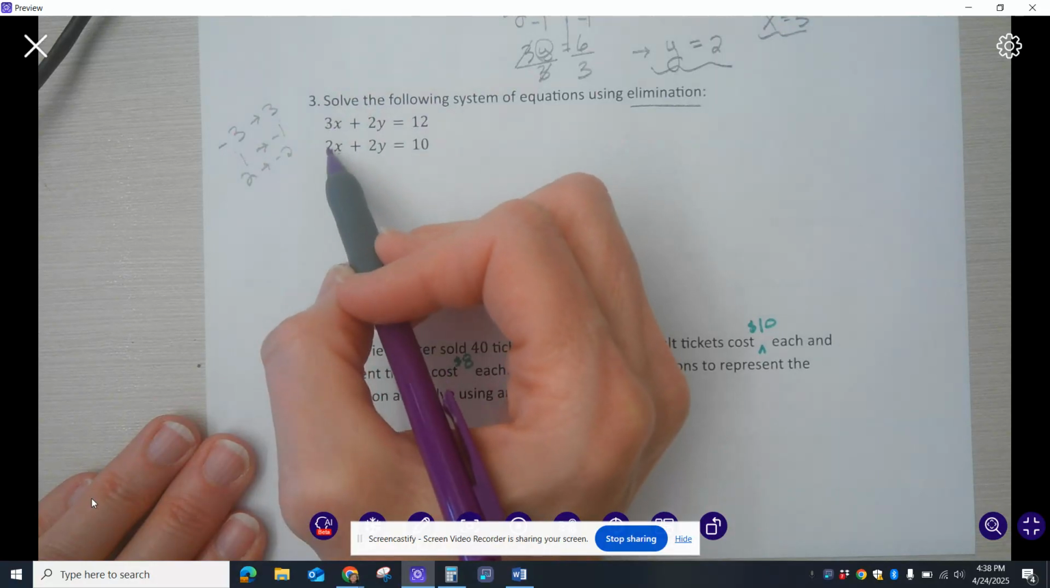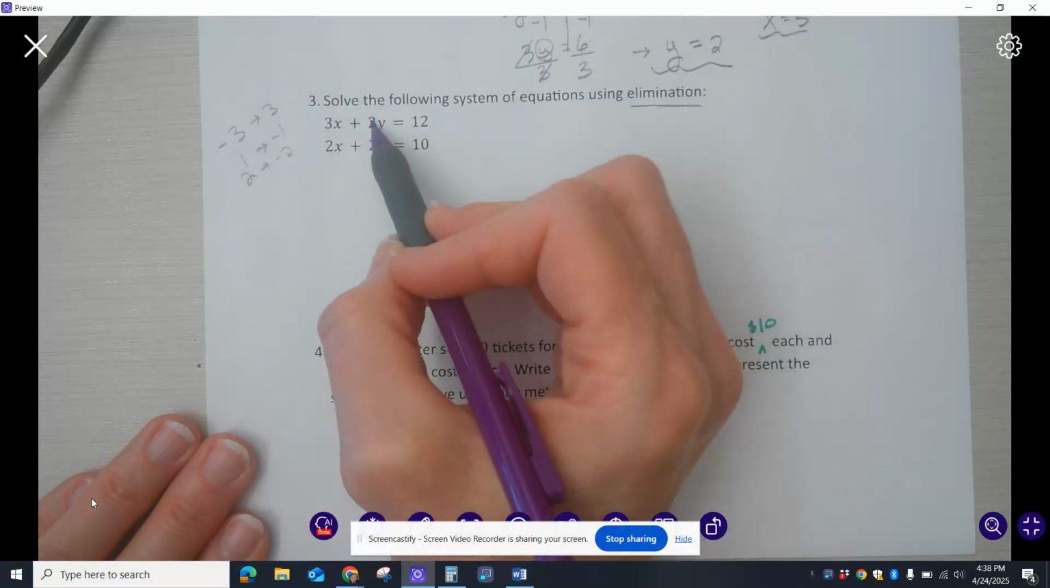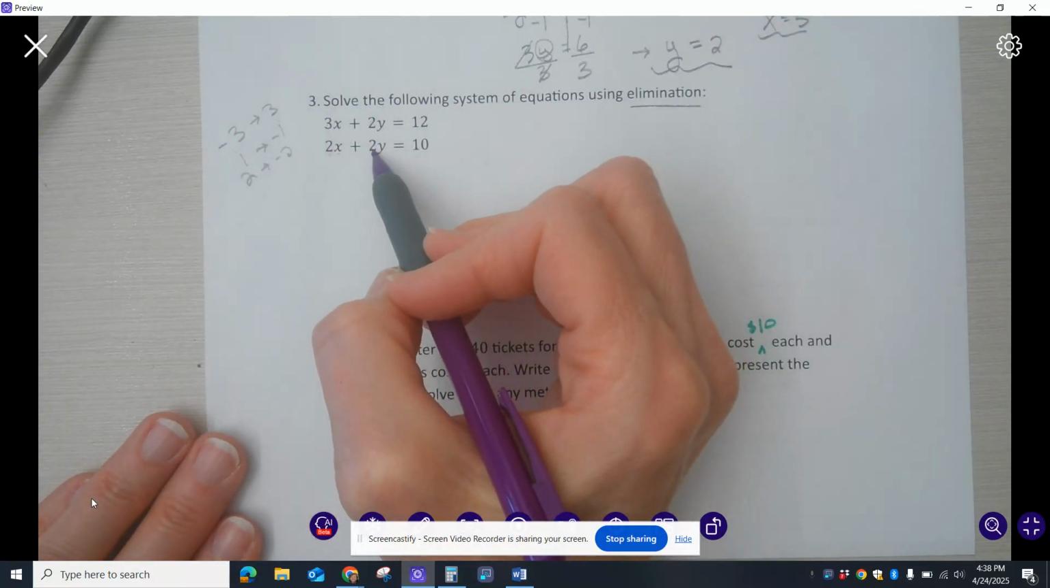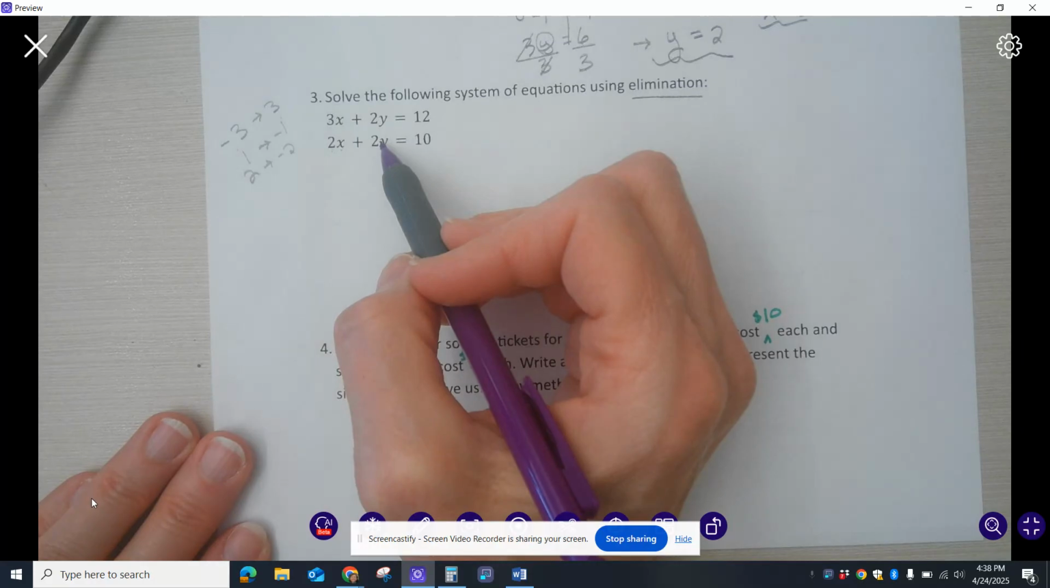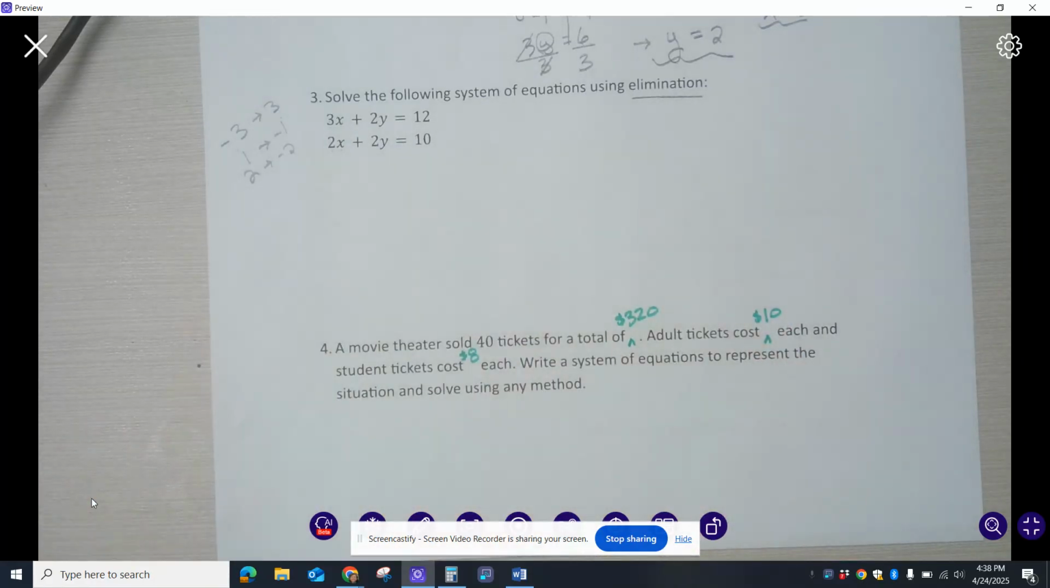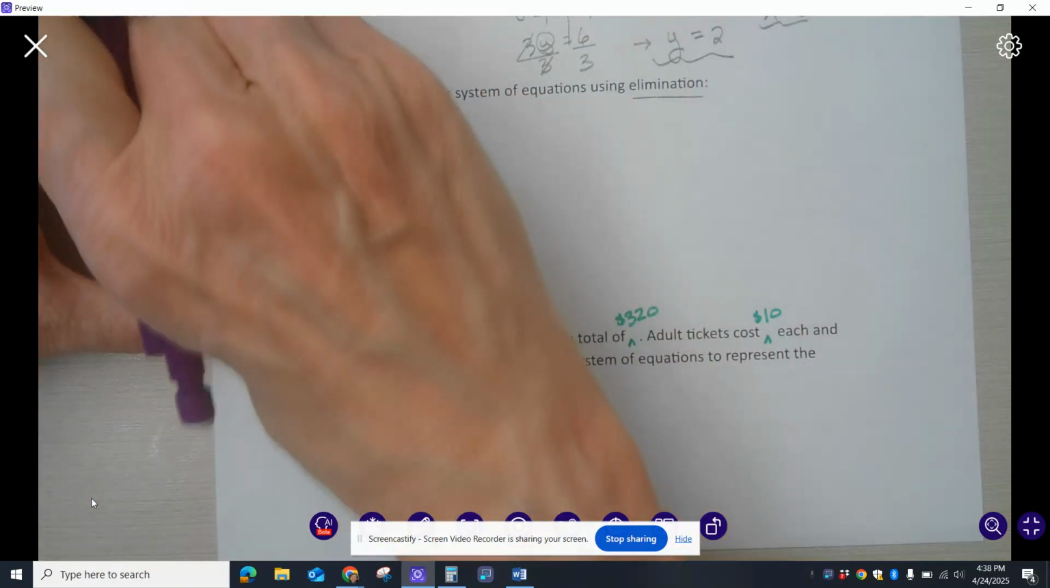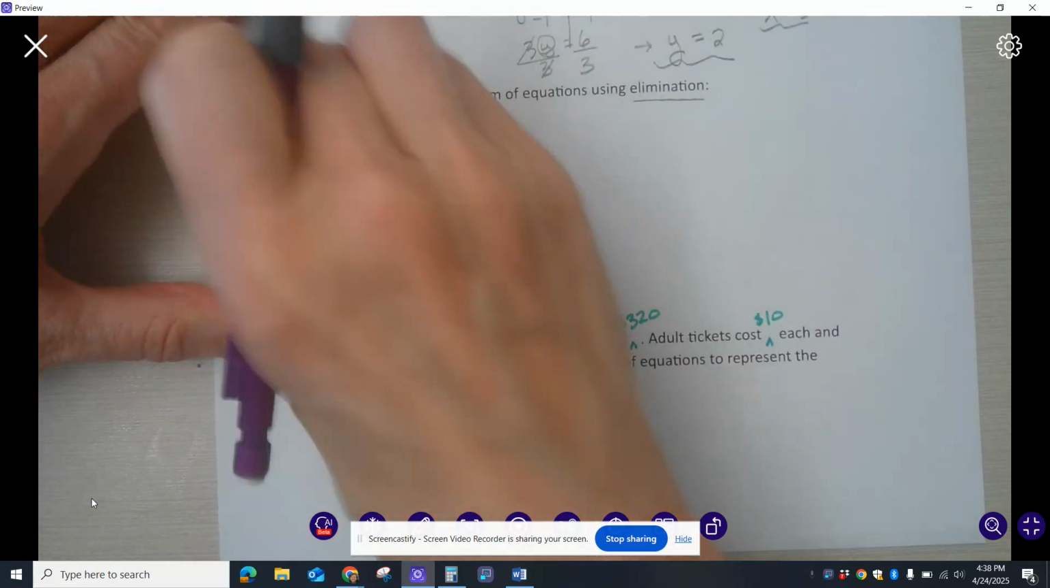So 3 and 2 are not opposites. 2 and 2 are not opposites. So we call these our yellow light problems. We have to change one of these equations to make opposites. There's different ways to make opposites, and some students choose different methods.